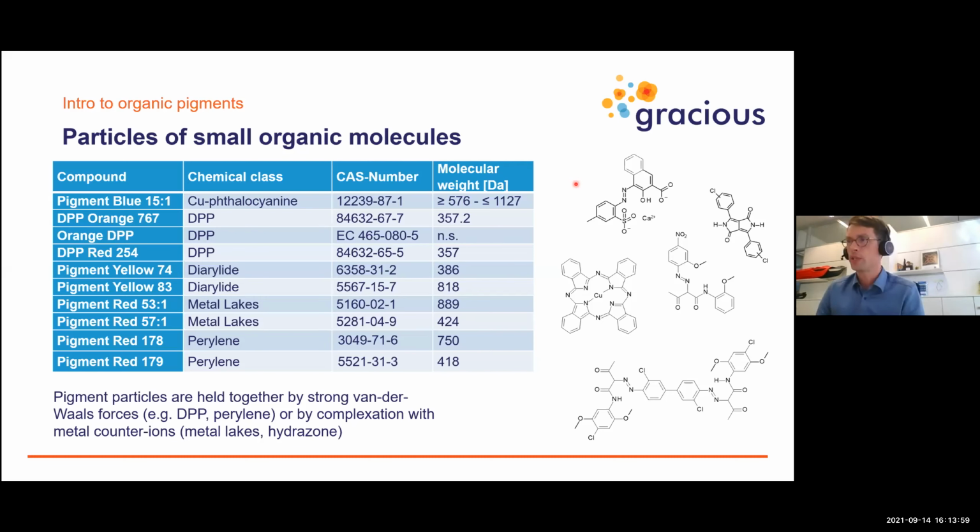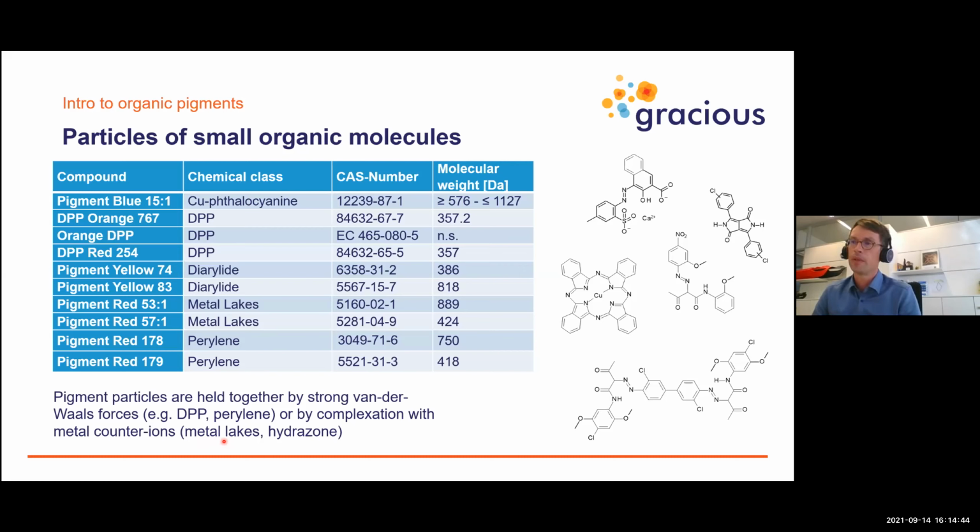For all of you in the GRACIOS consortium, you know what pigments are because you have been working with them over the last years. But for the others, I wanted to highlight that organic pigments are particles that consist of small molecules. So we also highlight here the molecular weight, which is below 1000. And here you see typical formulas. So these particles are held together by very strong van der Waals forces. Because these are quite hydrophobic substances, they are held together by van der Waals forces, or in some cases by complexation with counter ions. And this is then called a metal lake pigment.